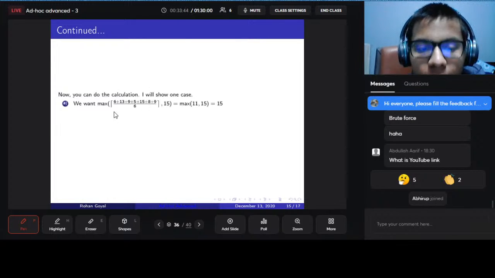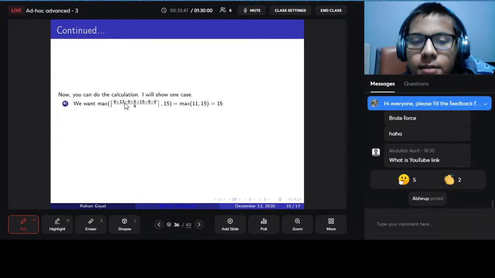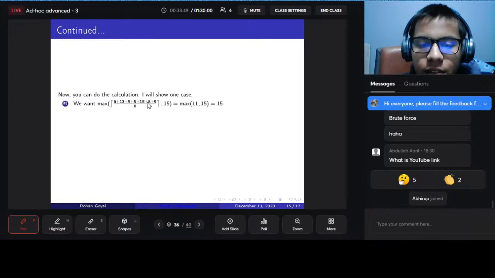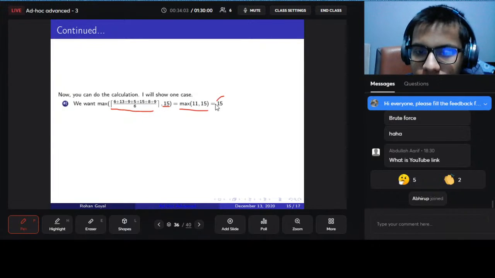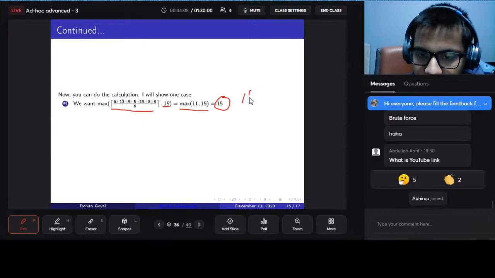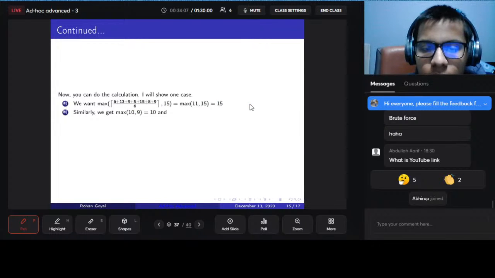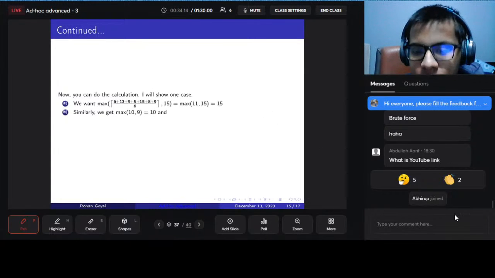Okay, so we want the maximum of, because the terms were 6, 13, 9, 5, 15, 8, and 9, 15 is the maximum of these terms, and we want the maximum of this and the floor. So that becomes the maximum of 11 and 15, because this sums to 65, which gives 11. So our answer is 15 here. We can do the same thing for the next and get the maximum of 10 and 9, which is 10. And the last case, I'll leave for you to calculate. Whoever does it can type the answer in the chat.